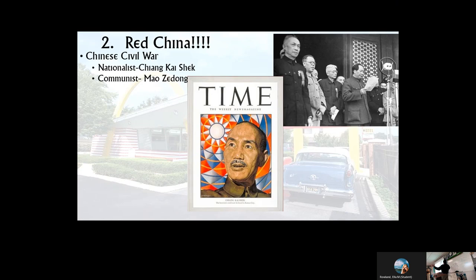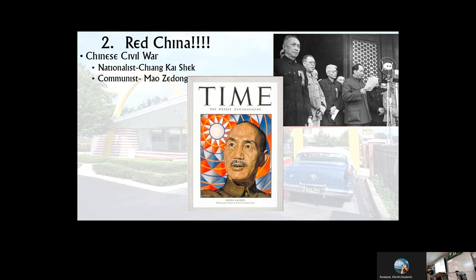And the next, even bigger shock, the communists won the Chinese Civil War. In the Chinese Civil War, there were two basic sides, even though it's a little more complex than this. The so-called nationalists, actually the former socialists, were under a man by the name of Chiang Kai-shek. And there's Chiang Kai-shek on the cover of Time. The U.S. gave him all these weapons during World War II. He fought the Japanese, but with mixed results.